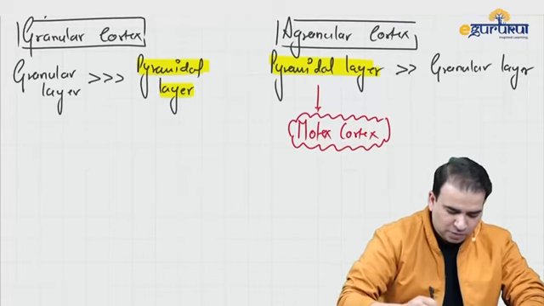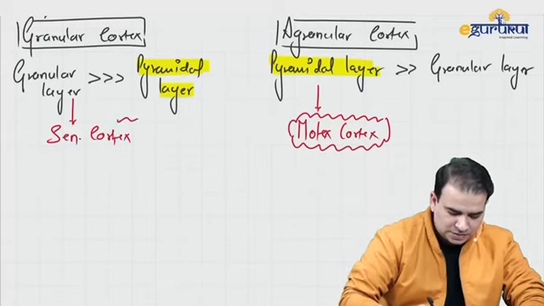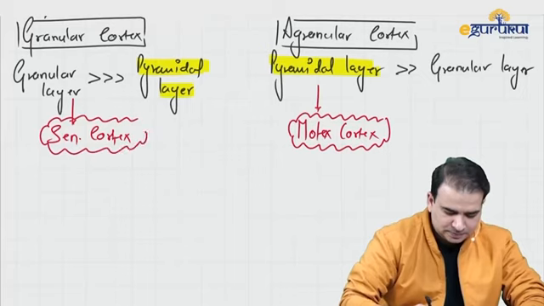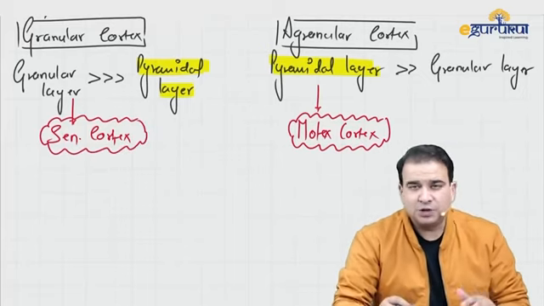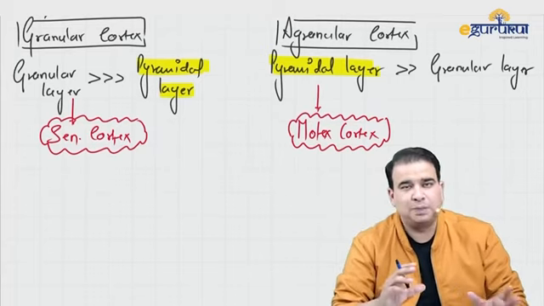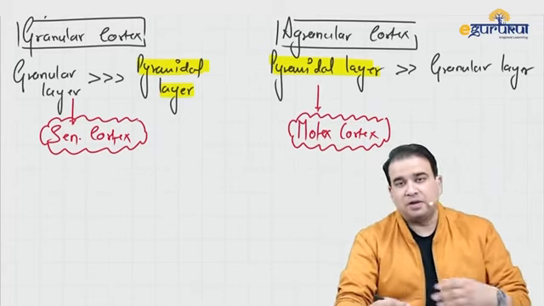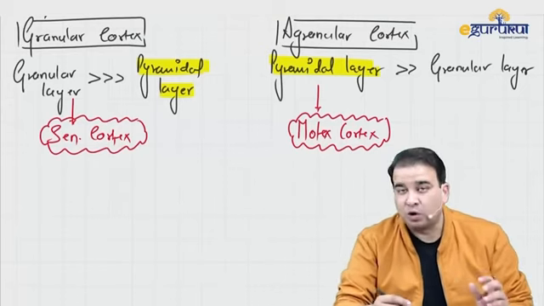Whereas we have more number of granule cells here as compared to the pyramidal cells. So that means it is a type of sensory cortex. This is a sensory cortex. So that's the first difference that you should know: what is a granular or an agranular cortex? It is based on the ratio between the pyramidal and the granule cells, which makes you call it the sensory or the motor cortex.